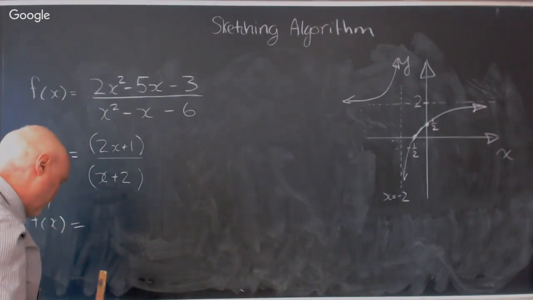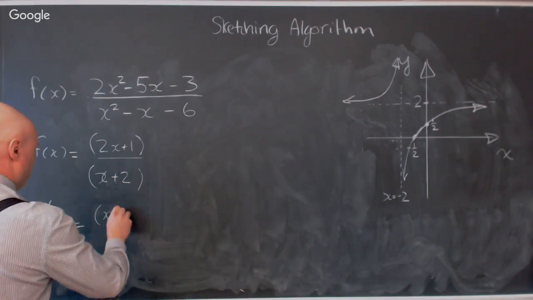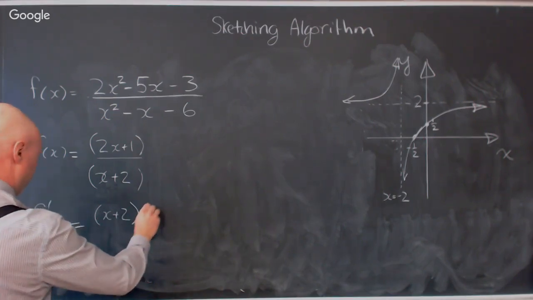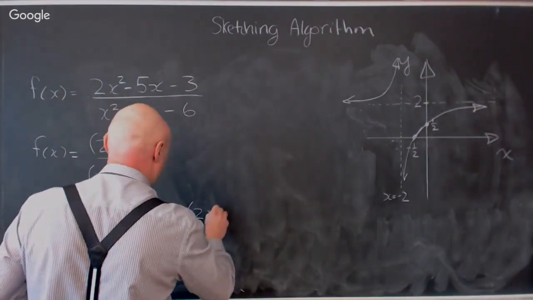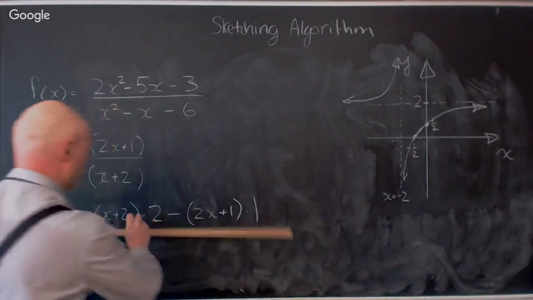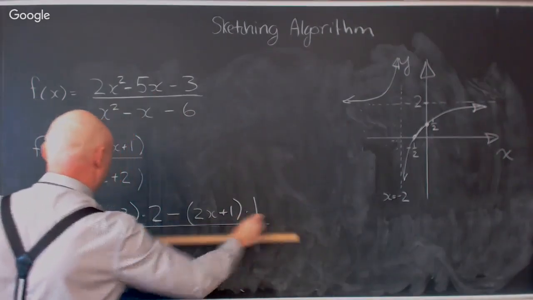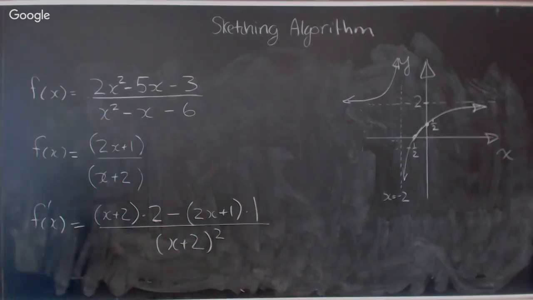Let's take the derivative. And in this case, I'm going to use quotient rule because I think it's going to be a little bit easier. And so bottom times the derivative of the top minus the top times the derivative of the bottom all over the bottom squared. There. Don't think I've made any mistakes there.